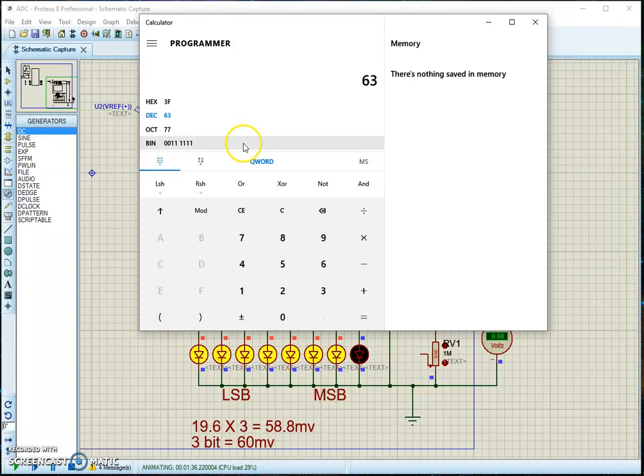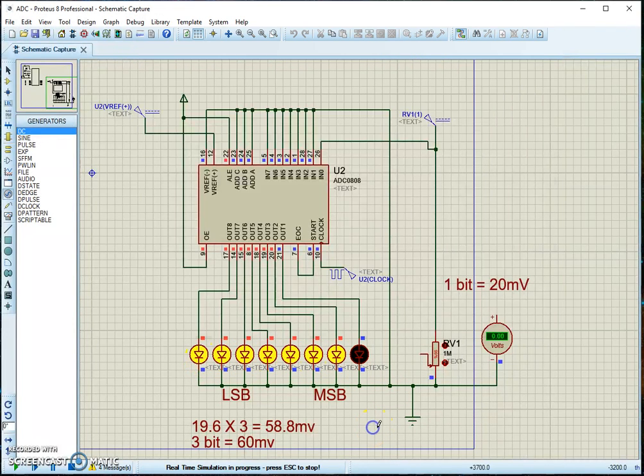63 is 0. Okay, so if you look at the ones here, we have 1, 2, 3, 4, 5, 6, 7. Okay. Hey, wait. Why? I think I've done something wrong here. Let me check. Okay, so let me get back to you on that one.